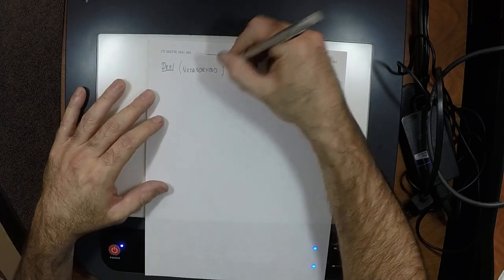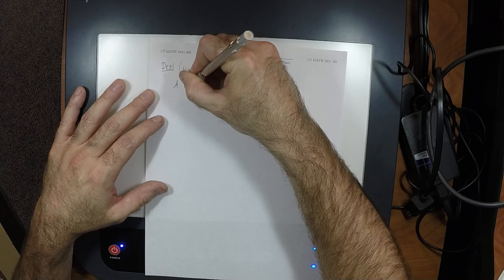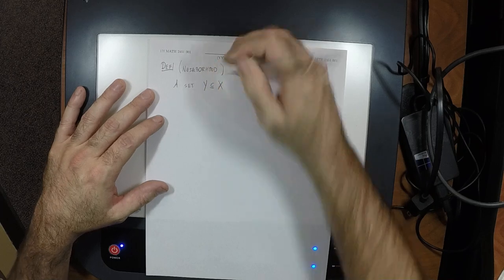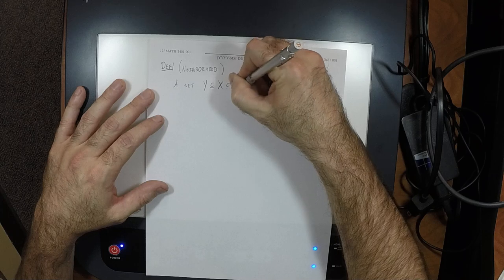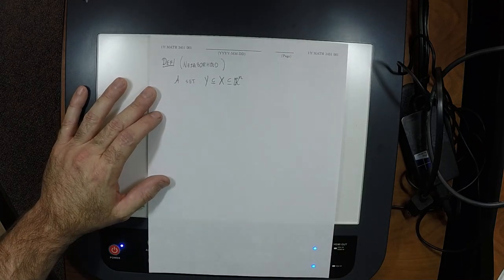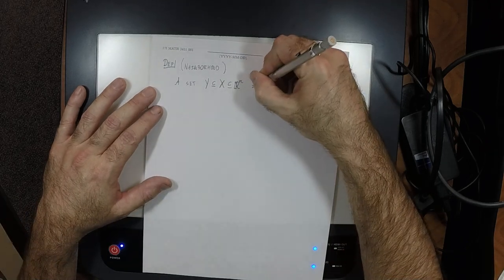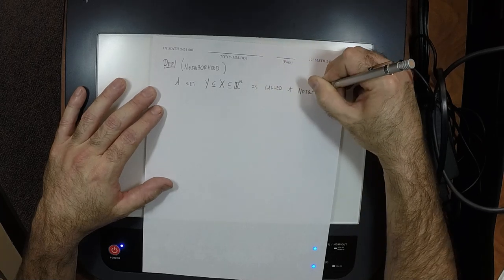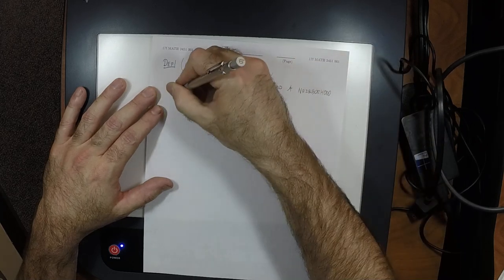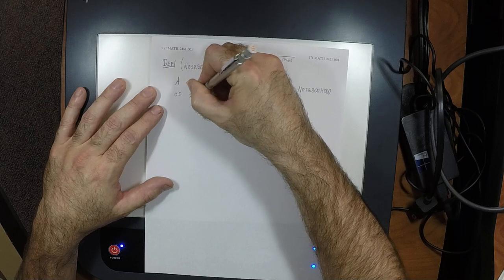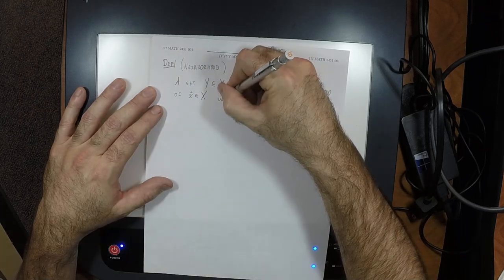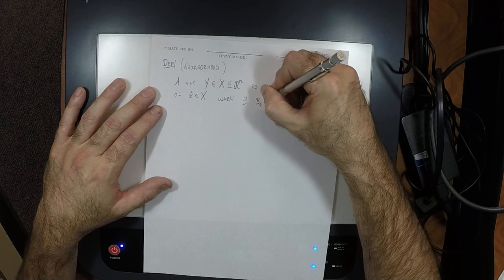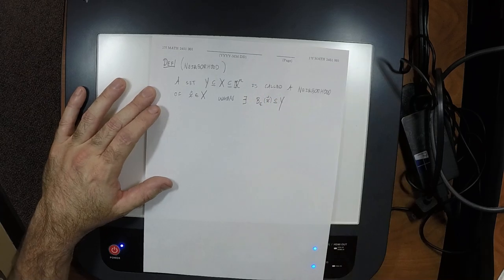A neighborhood. A set Y, which is a subset of X, which in turn is a subset of Rn, is called a neighborhood of x, a vector x sitting inside of set X, when there exists a ball of radius epsilon about x which is sitting inside of Y.